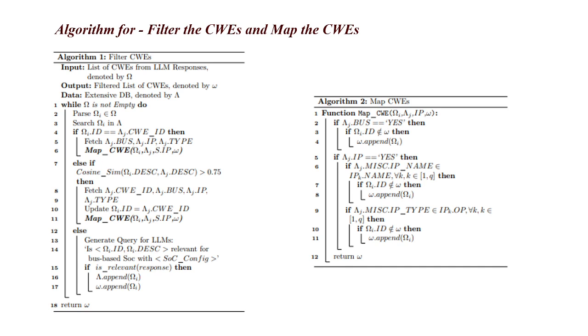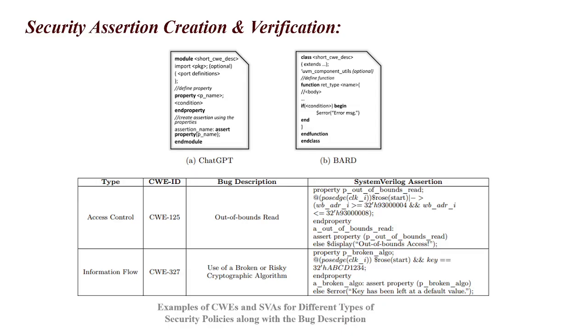Then if the CWE's IP type matches the SOC's IP operation, we add it to omega if not already present. Then we return the updated lowercase omega. Then next we will see the security assertion creation and verification, which is the third stage of the proposed framework.